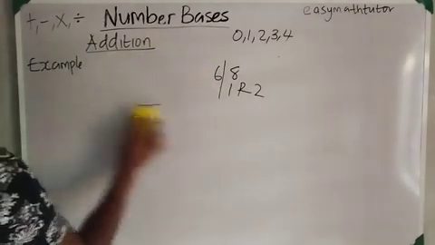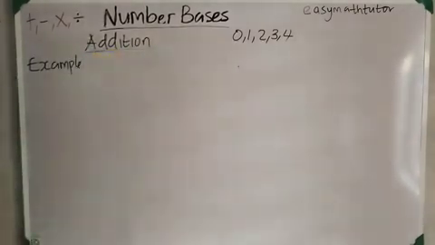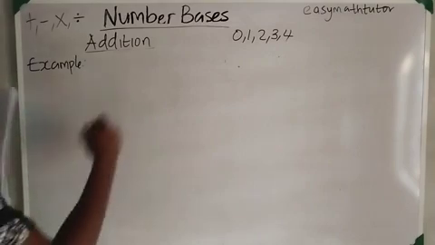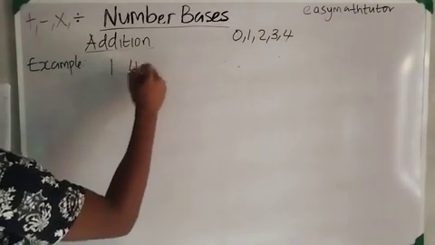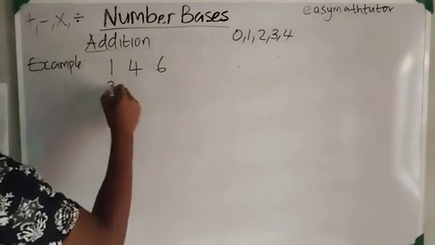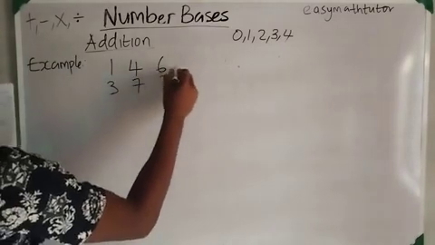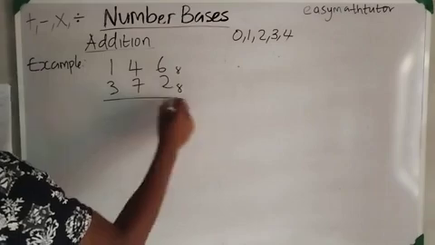Let us solve another example, this time in base 8. And we have two numbers, 146, adding up with 372, both in base 8.